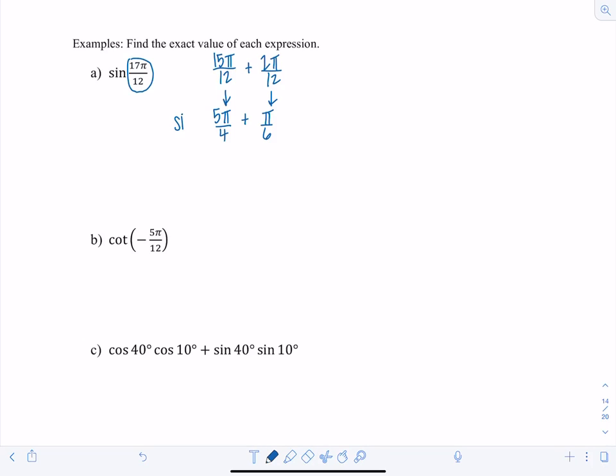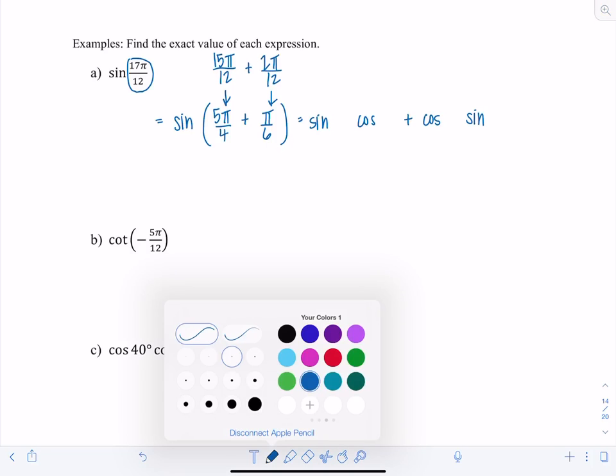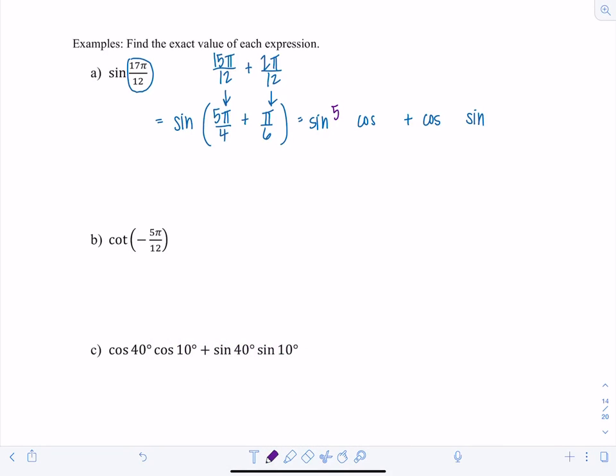So now I have sine of 5 pi over 4 plus pi over 6. And then remember the pattern for sine is it goes sine, cos, sine. And then the sign stays the same, so it's going to be addition. And then you put the angles in. So 5 pi over 4, pi over 6, 5 pi over 4, pi over 6. In this case, the order wouldn't matter because we're adding them together.